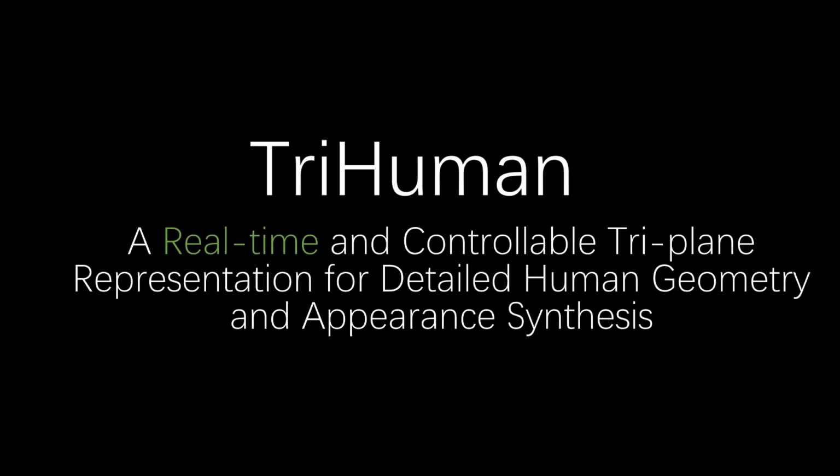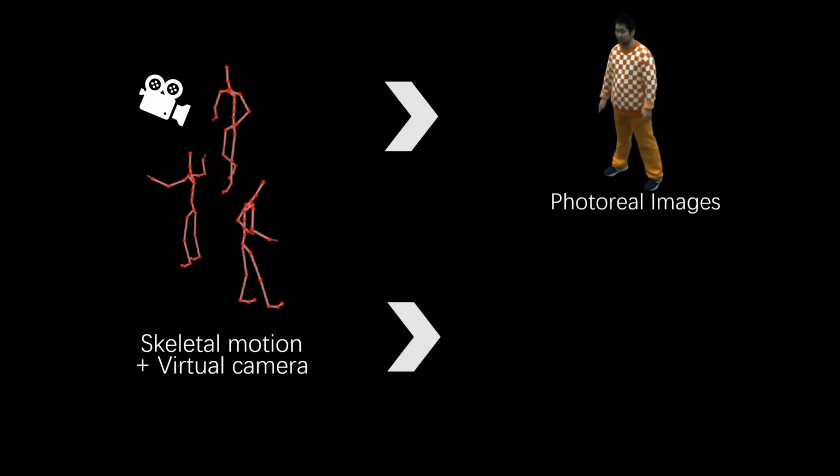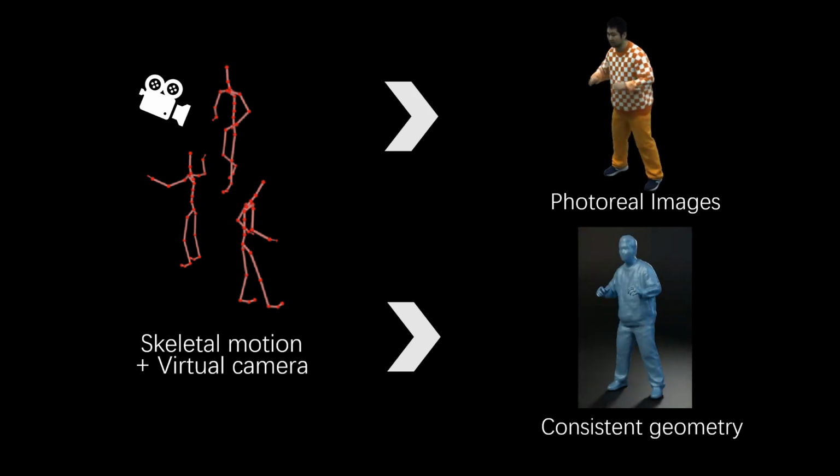To this end, we propose TriHuman, which is the first method that recovers a highly detailed geometry that is even in correspondence over time, and synthesizes photorealistic images in real time. Given skeleton motion and virtual camera as input, TriHuman can generate photoreal images and consistent geometry both in real time.